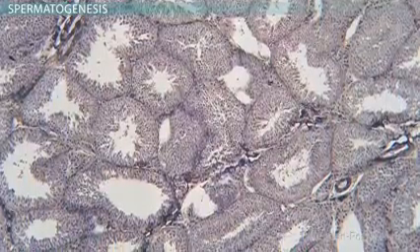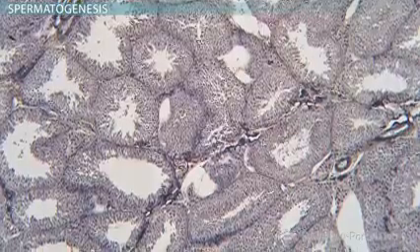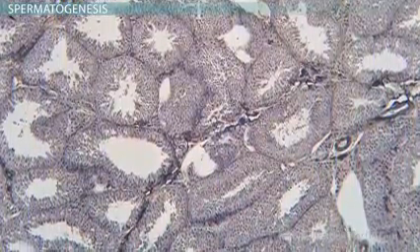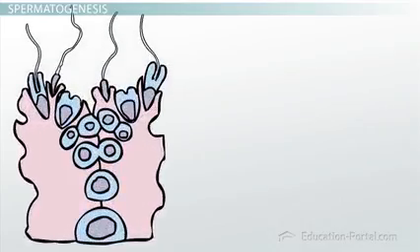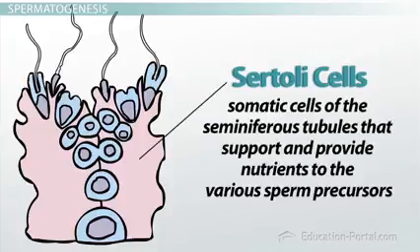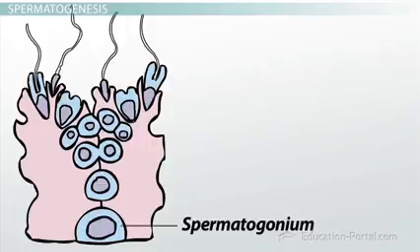As you can see from this highly magnified section, the testes are packed with seminiferous tubules, which produce millions of sperm and release them into the lumens of the tubules. The tubules are lined with an epithelial layer of Sertoli cells, which are somatic cells of the seminiferous tubules that support and provide nutrients to the various sperm precursors. The rapidly dividing spermatogonium are located at the base of the Sertoli cells.